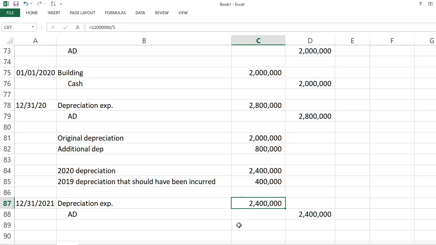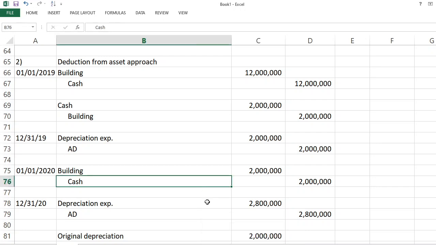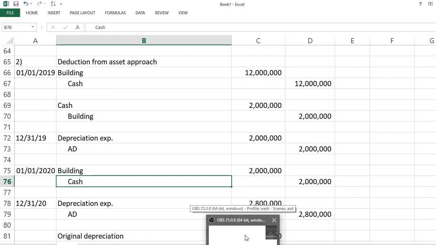Alright? So, that's what happens if we are not able to comply with the condition of the government. So, that is government grant. Alright? So, any questions?